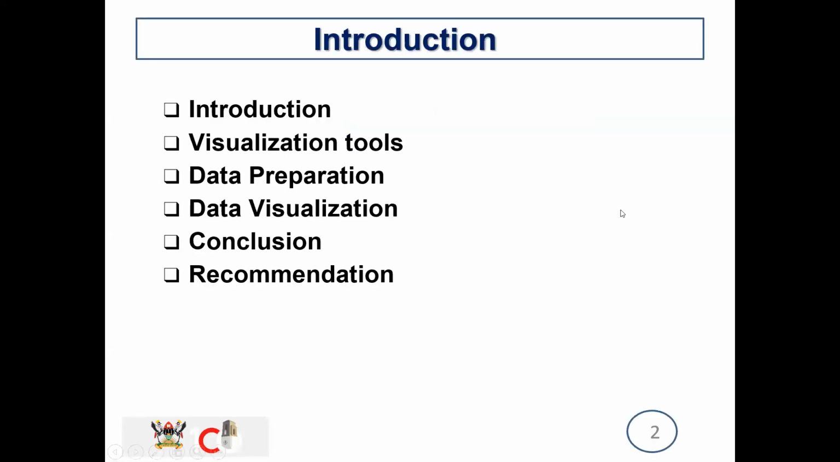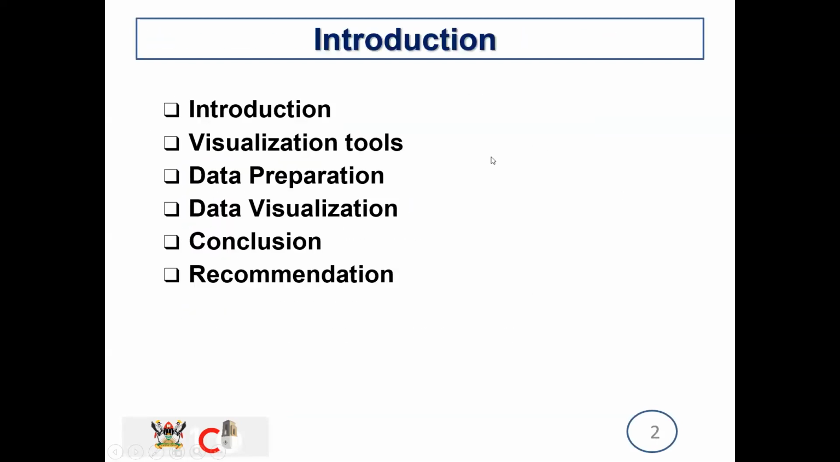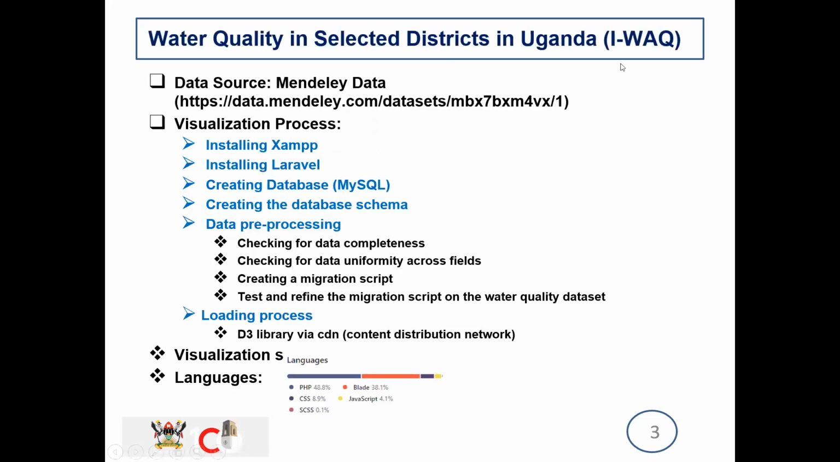So this is the introduction. We'll look into the visualization tools, data preparation, the actual visualization, conclusion, and recommendation. Looking at the water quality data set that was mined, the processes that I followed under visualization included installing XAMPP, installing Laravel, which is a PHP framework, creating a database that was based on MySQL, and then creating a database schema.